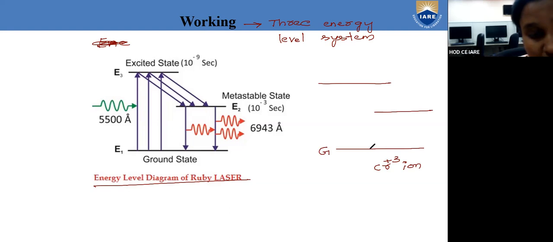So the first energy level is the ground state, and there are two excited states. This is the first excited state and this is the second excited state. The first excited state is taken as M, which is the metastable state. And the next excited state is H, which is the higher excited state.